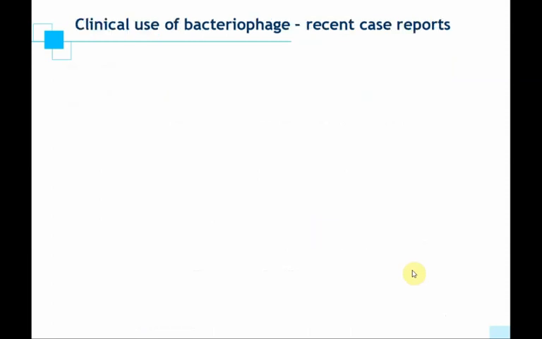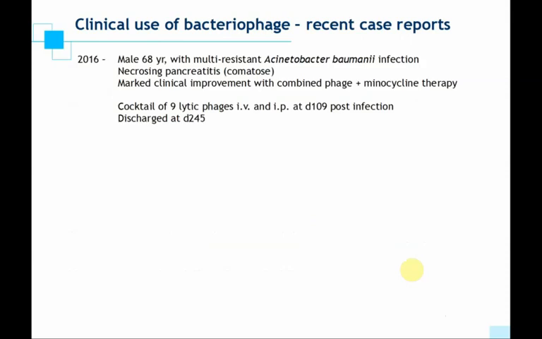Now, up until recently, I thought that this would never work for systemic infection. If you understand, it's on the skin, it's a wound. You can put the bacteriophage on there. You understand how it can work, right? But someone with a systemic infection, you think this is never going to work. But in fact, there have been some cases that have worked. So I'm just going to talk about a couple of case reports.